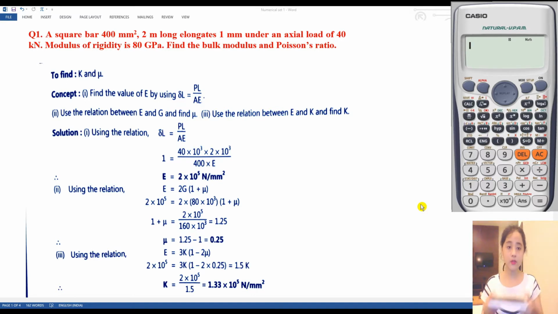So what is given? A square bar is given. The area of the square bar is given equal to 400 mm square. Area A is given and length. The length of the square bar is given equal to 2 meter long. Now, when an axial load is being applied, it is elongating.